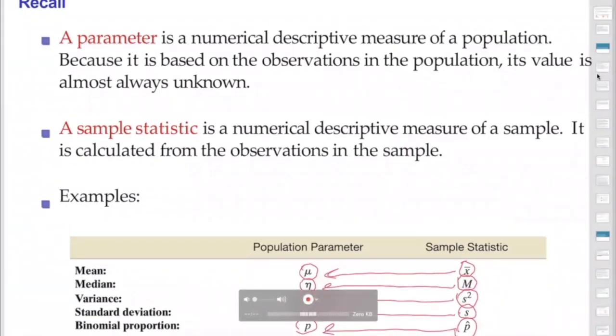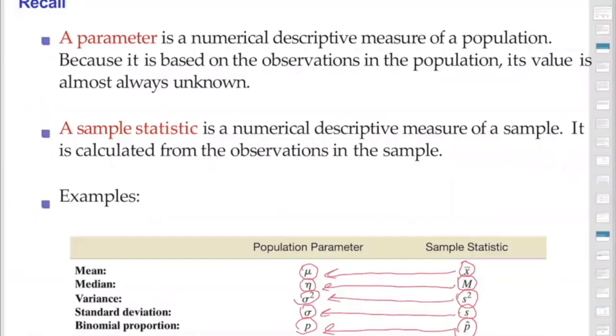So here in this slide, we distinguish between the parameters and the statistic. As I said to you, a parameter we calculate from the population, like the population average, the population median, the population variance, standard deviation, or the proportion. All these numbers we can calculate from the population, and we call them parameters. But if we calculate these measures from a sample, we call them a statistic. Our target is to know the parameter, not the statistics.